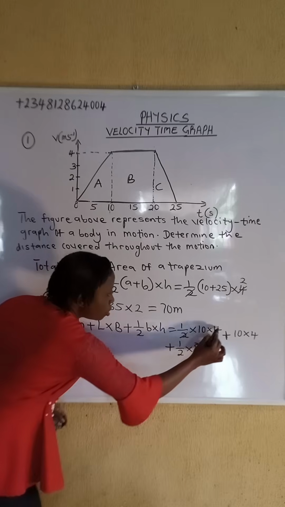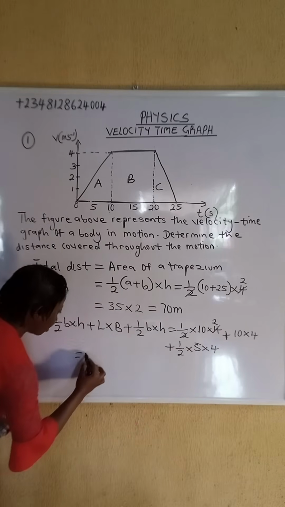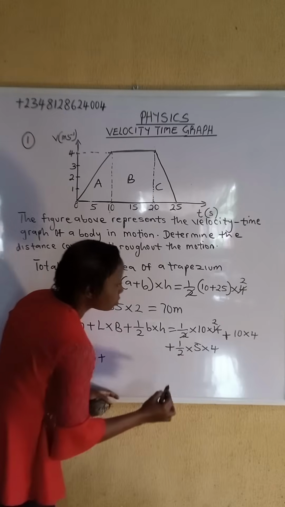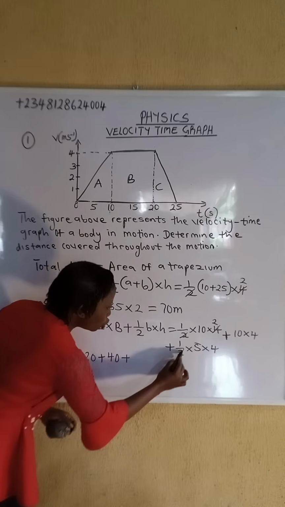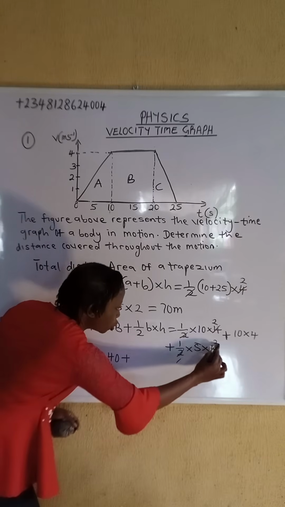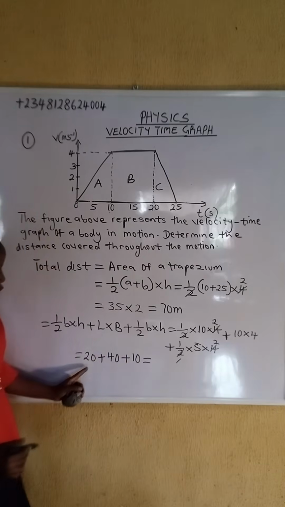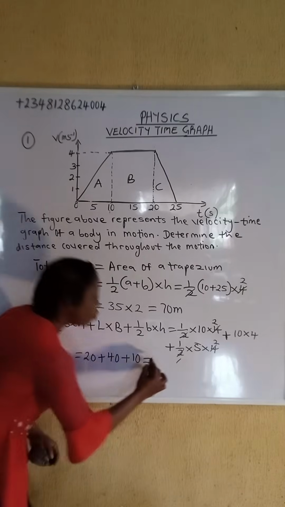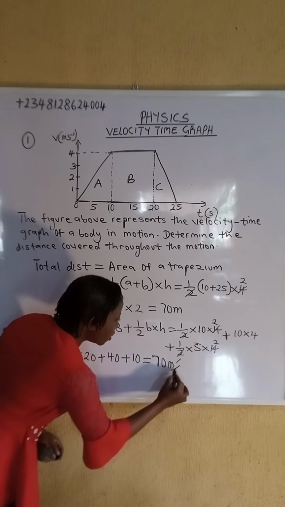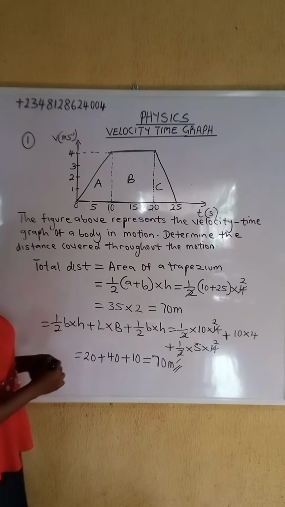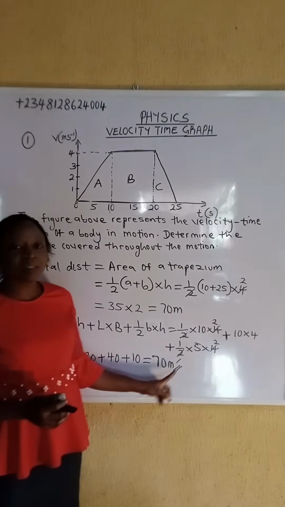So 2 goes in 4. That is 2. 10 times 2 will give us 20. Then plus 10 times 4 will give us 40. Then plus 1 over 2 goes in 4, which will give us 2. 5 times 2 will give us 10. Now let's add everything together. 20 plus 40 plus 10 will give us 70 meter. So the distance covered throughout the motion is equal to 70 meter. Very simple.